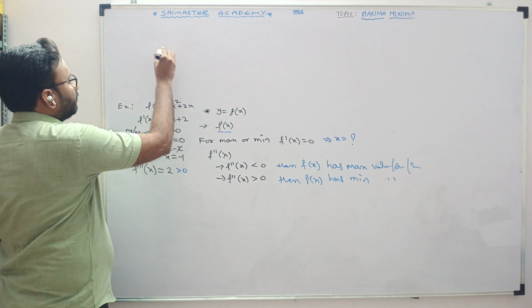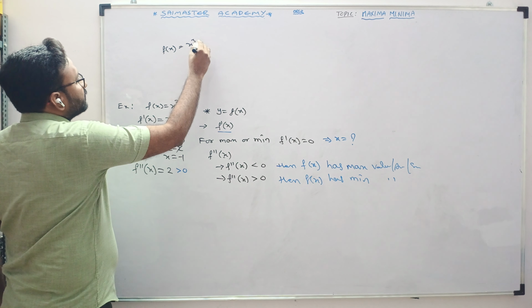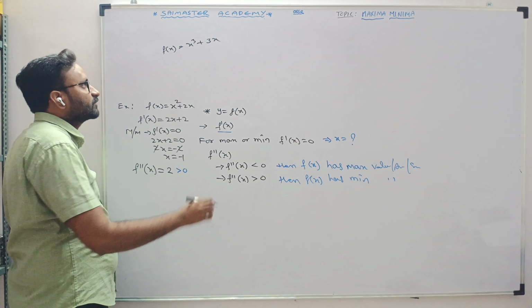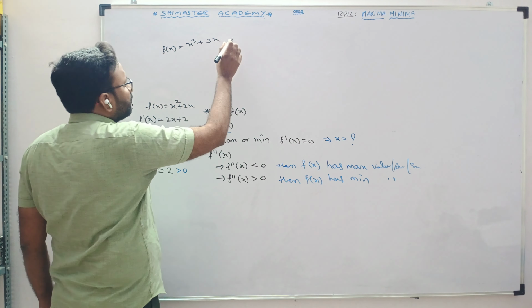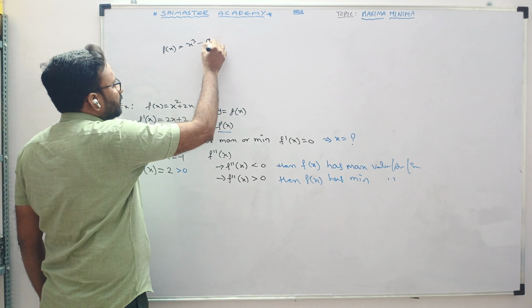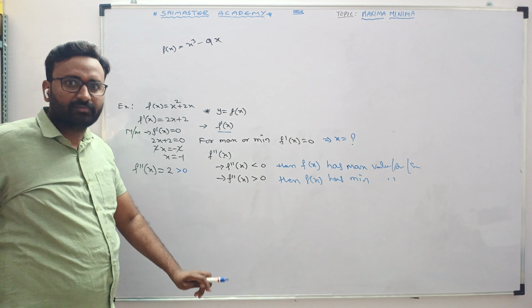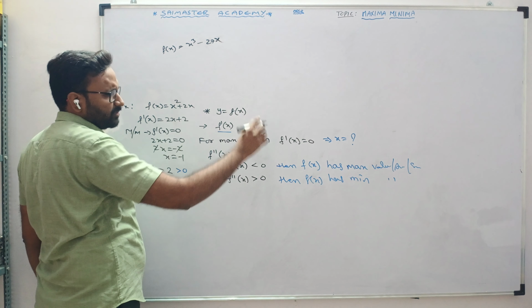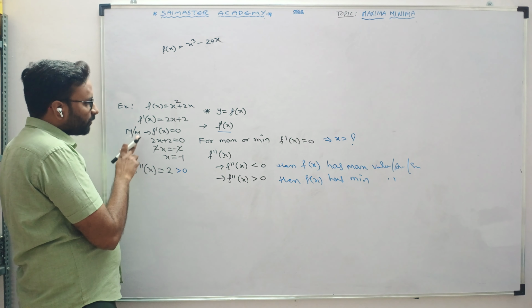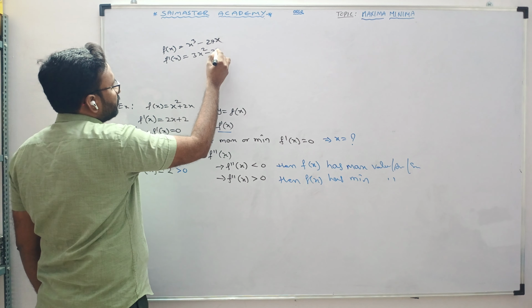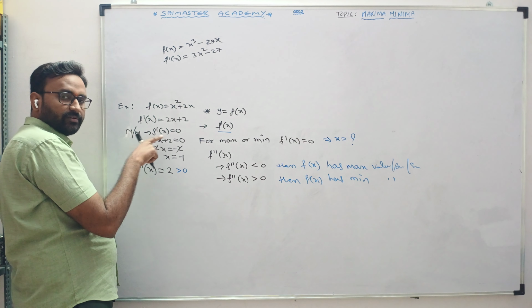For example, if we take f of x is equal to x cube plus some 3x, or some 3x square, whatever it is. So x cube minus 9x, for example, x cube minus 9x we have here, okay? 3, 9, 27x. So I'm taking some example roughly. So this is the function. The process is: we need to find f dash of x, which is equal to 3x square minus 27.